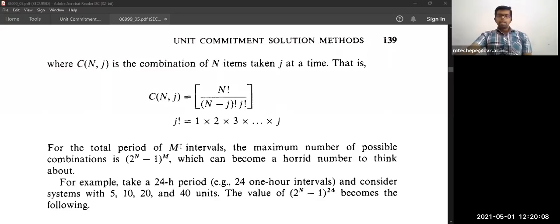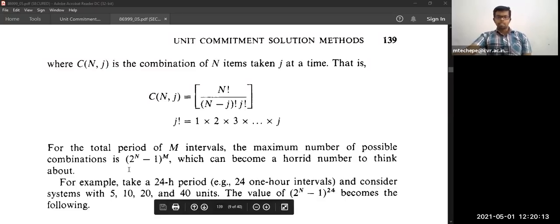For a total period of m intervals, the maximum number of possible combinations may be (2 power n minus 1) the whole power m. So this is the maximum possible combination, that is (2 power n minus 1) the whole power m, which becomes a horrid number to think about. So we'll see an example.